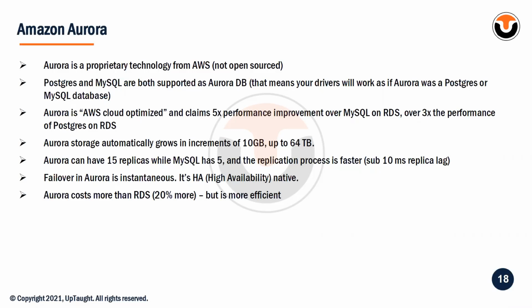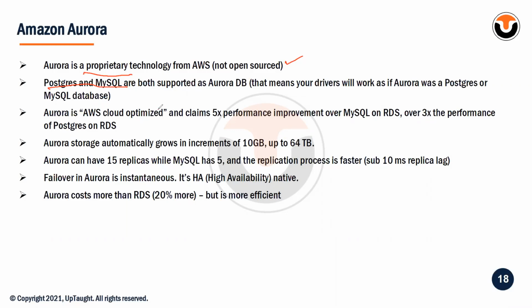Remember, Aurora is the fully managed AWS-only database, not available otherwise. This is proprietary technology from AWS, unlike MySQL and Postgres, which are open source. It is Postgres and MySQL compatible. What does compatible mean? If you are using a Postgres driver or MySQL driver in your applications to connect, those drivers are going to work as they are. There are no changes, but the database is different.